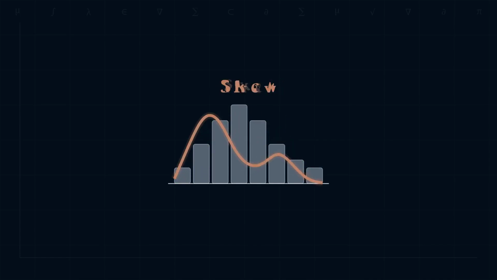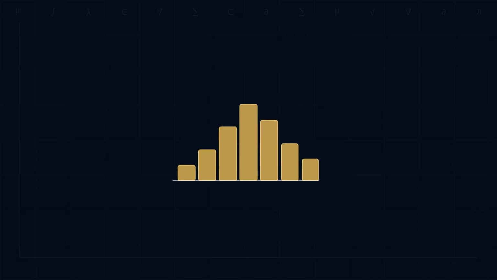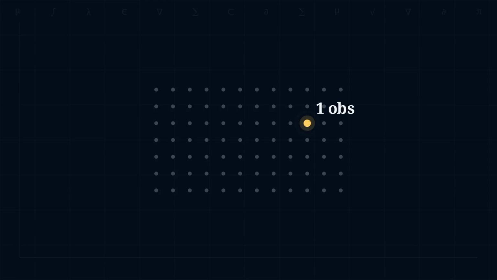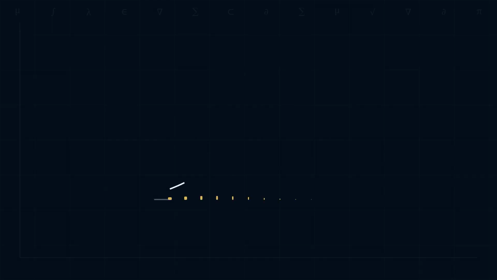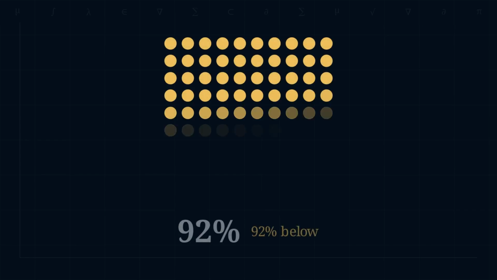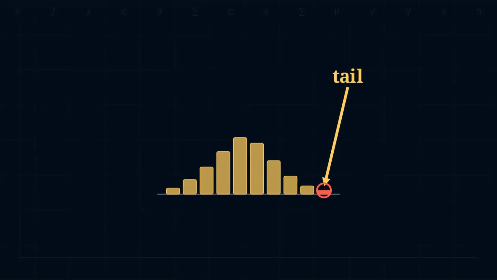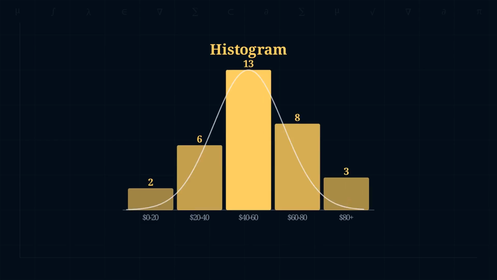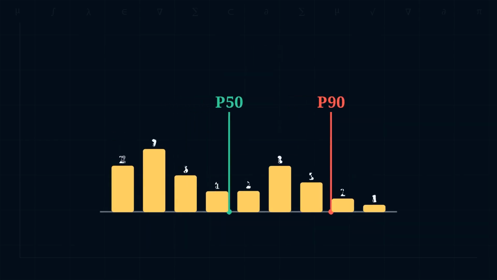The next idea after reading shape is position within that shape. A histogram tells you how the mass is laid out. Percentiles and quartiles tell you where a single observation sits relative to the whole. When someone says a score is high or a wait time is terrible, they are really asking what fraction of the distribution lies below it and how far into the tail it falls. The shape you just learned to read explains why those position metrics behave the way they do when the distribution is skewed or multimodal.